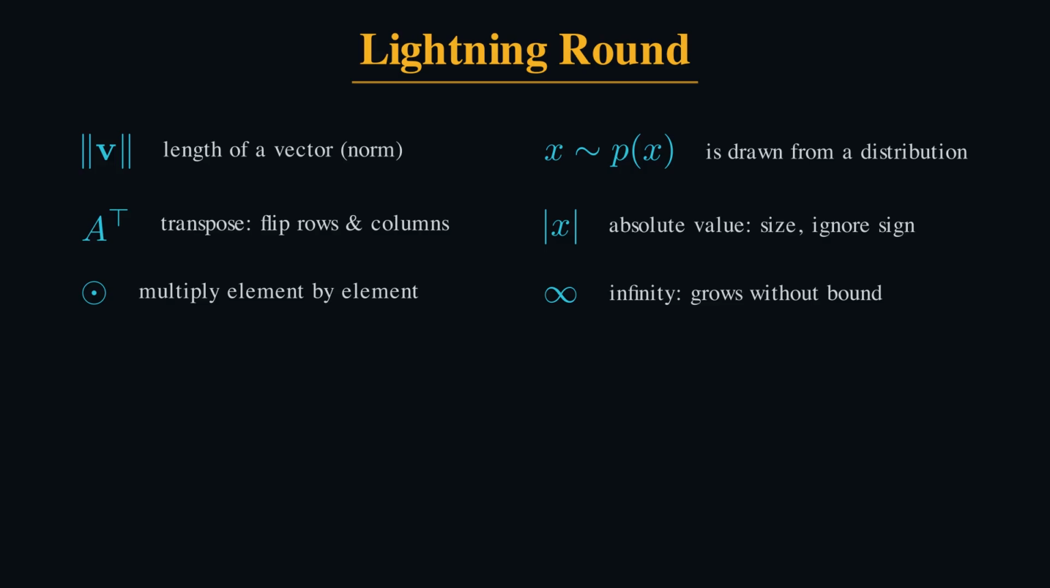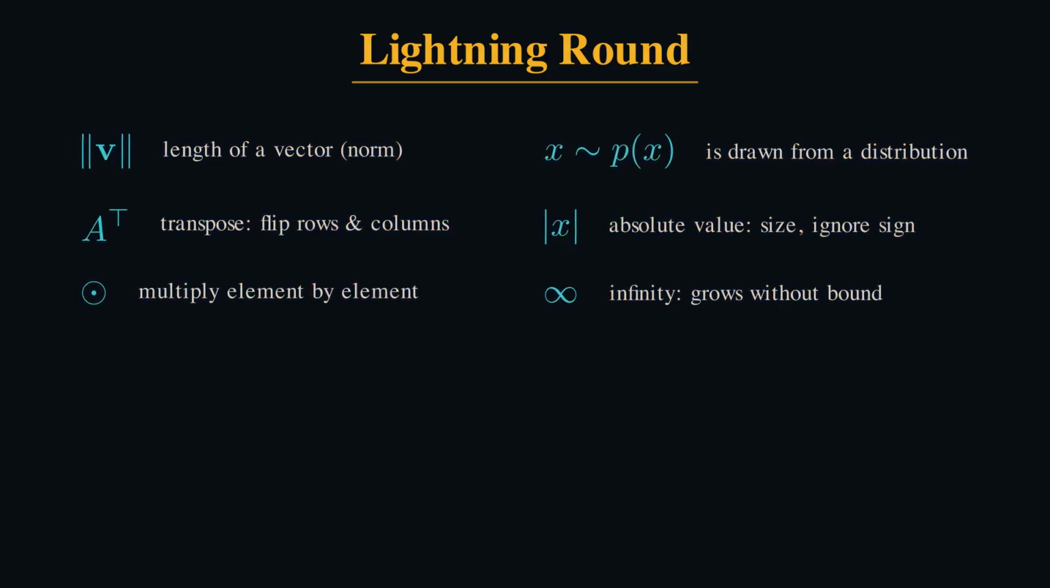Flip the rows and columns of a matrix. The circled dot means multiply two lists element by element. The wavy line, x tilde p, means x is drawn from a probability distribution. Single bars mean absolute value, the size of a number, ignoring its sign. And the sideways 8 is infinity, growing without bound.